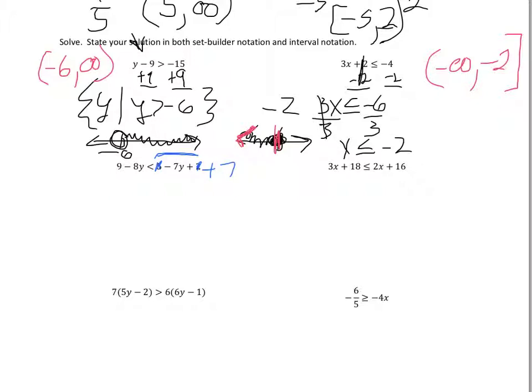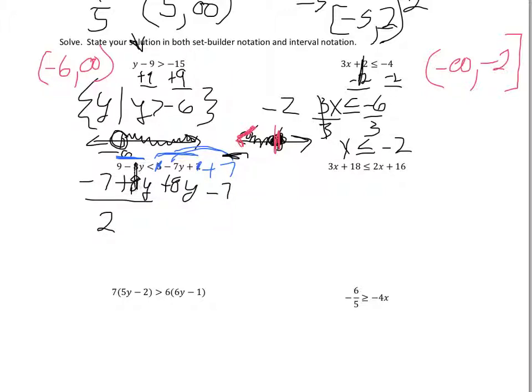So here we have our 9 minus 8y. Over here we have a negative 7y plus 7. So what I'm going to do is move my y's to the right, so I'm going to add 8y. So if I'm moving my y's to the right, I need to get rid of this 7. Since we have plus 7, to undo that, we're subtracting 7 from both sides. So over here, 9 minus 7 is 2.